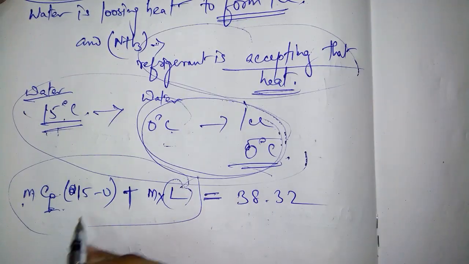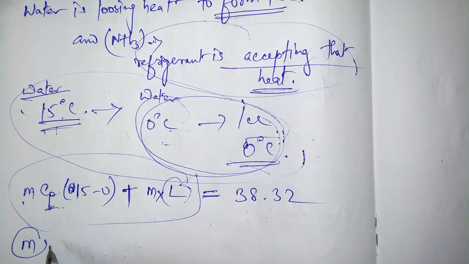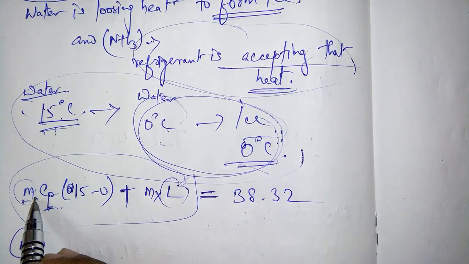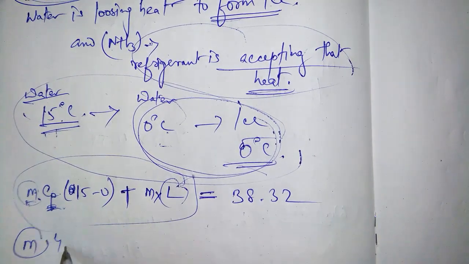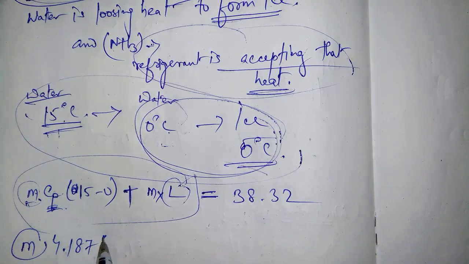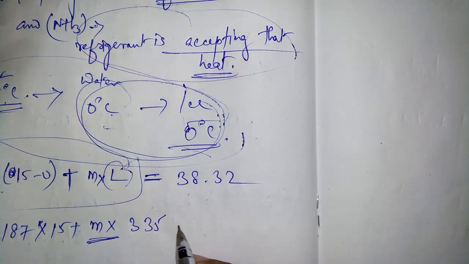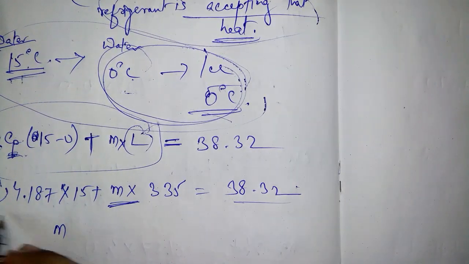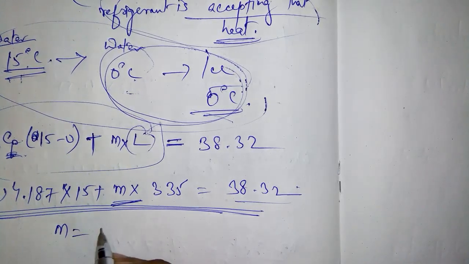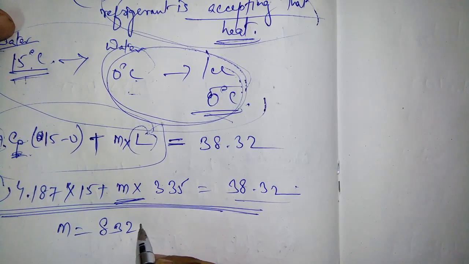Now we will put the value. Cp is given. Mass we need to find, because in the question they have asked how much ice is forming. So the amount of water, the mass of water that is melting, the same mass of ice is going to form. So Cp is given 4.187. It is given in the question. Multiplied with 15 plus m, we need to find L. Latent heat of ice is what? 335 kilojoule. It is equals to 38.32. This is also in kilojoule per second, so no problem. And if you solve this equation, you will get the value of m as 832.